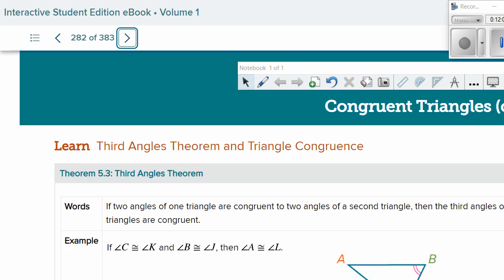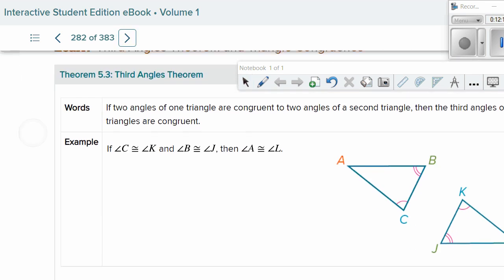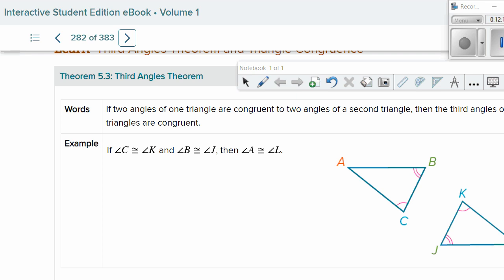Okay, in this particular one, we have this new theorem. It's called the third angles theorem. So if you could highlight this, please. All right, highlight that. Highlight the picture too.